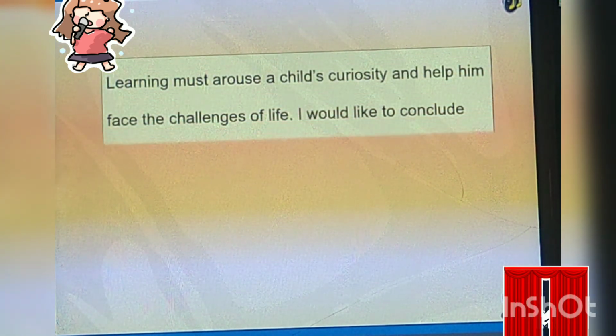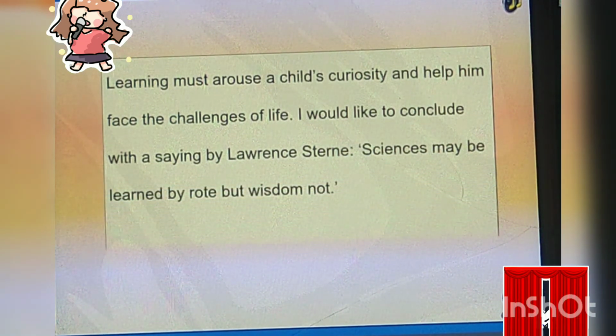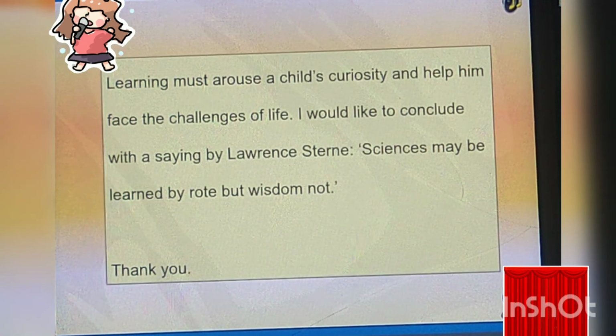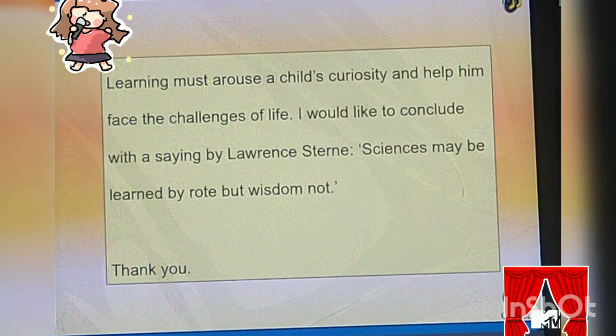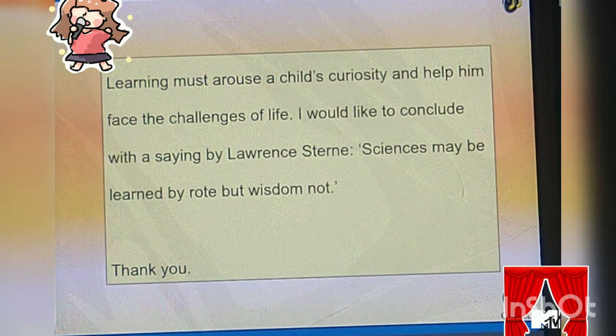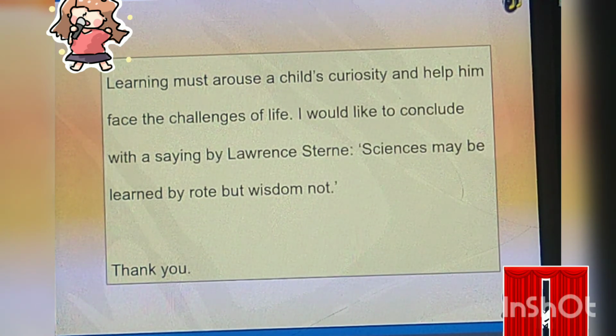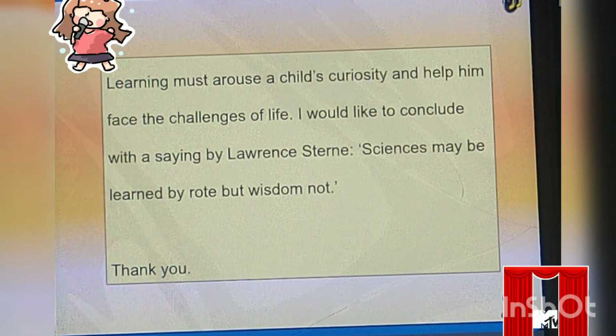Whenever you indulge in any sort of learning, you have to understand the matter and then learn, then read. Otherwise, it's of no use. Learning must arouse a child's curiosity and help him face the challenges of life. I would like to conclude with a saying by Laurence Sterne: Sciences may be learned by rote, but wisdom not. Thank you. And then you have to write thank you in your speech. Don't forget.